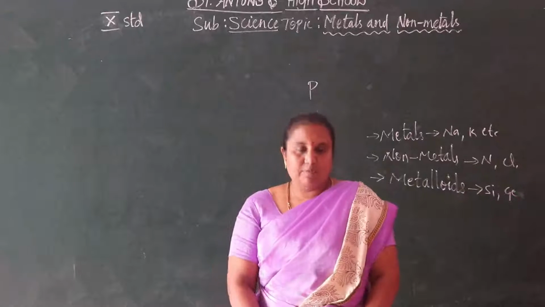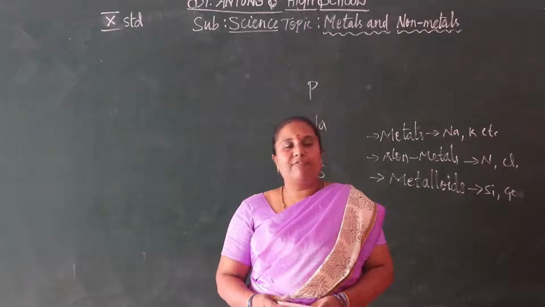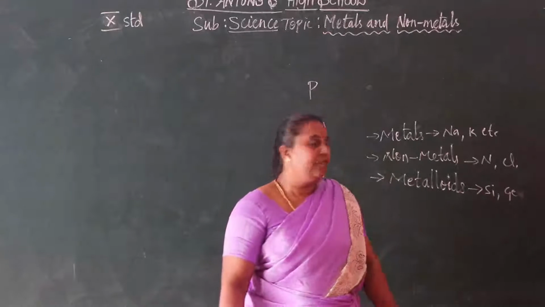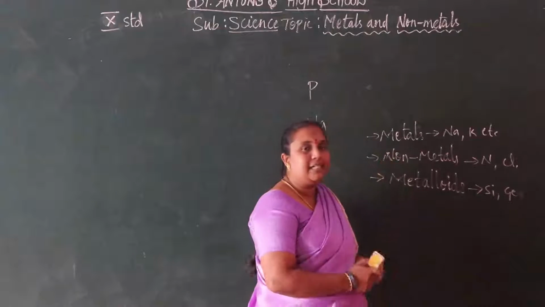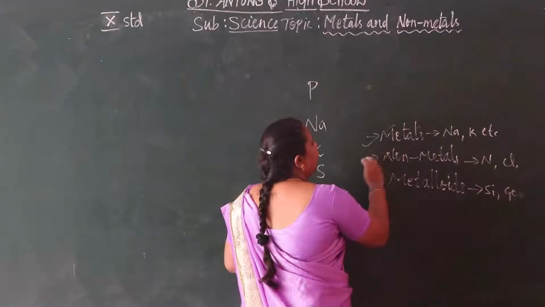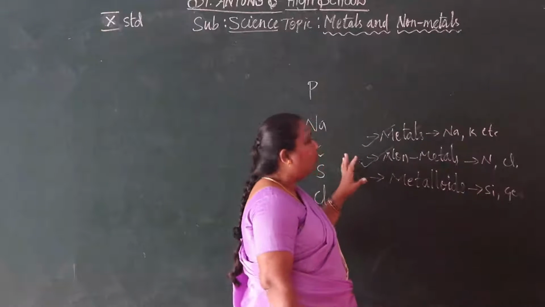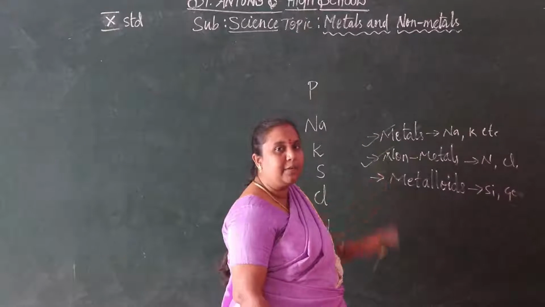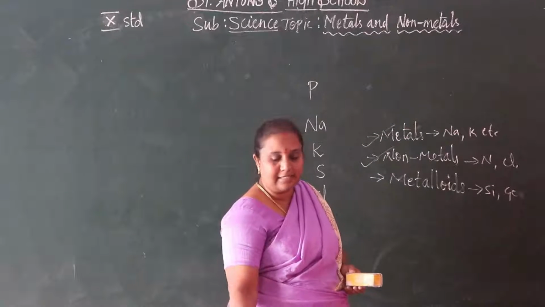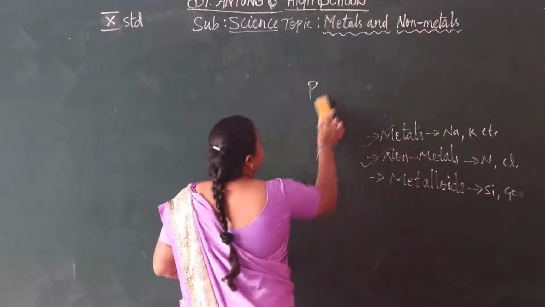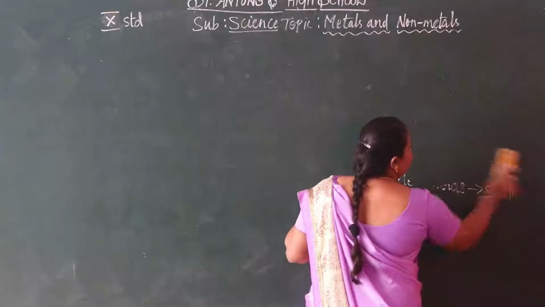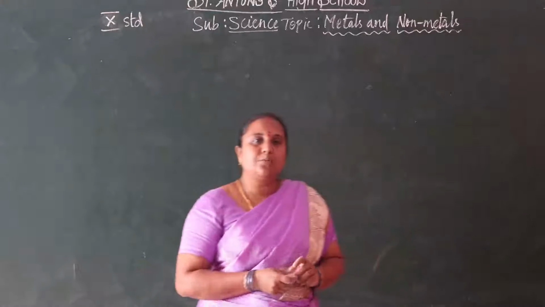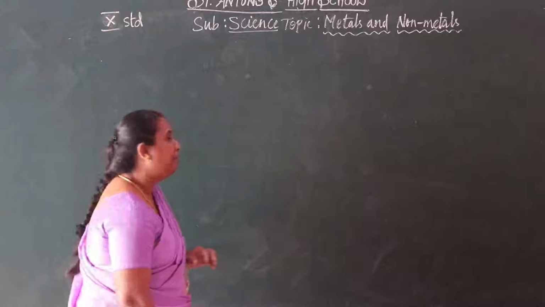Then we move on to the physical properties of metals and non-metals. In this lesson we will see metals and non-metals based on these two: physical properties and chemical properties. First let us see the physical properties of the metals. First one, physical state of the metal.